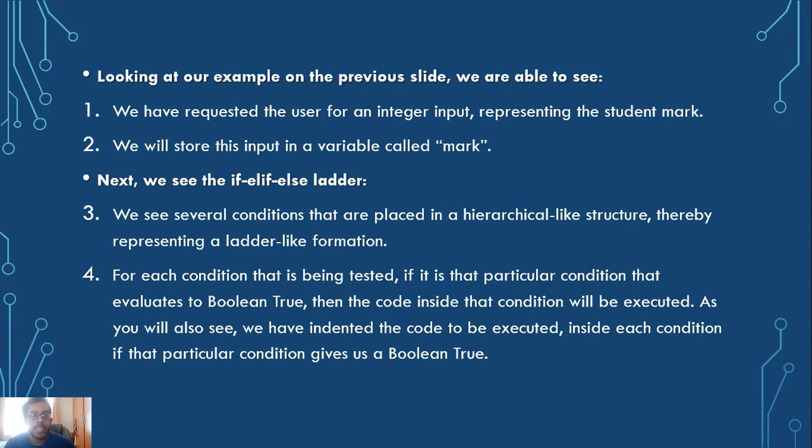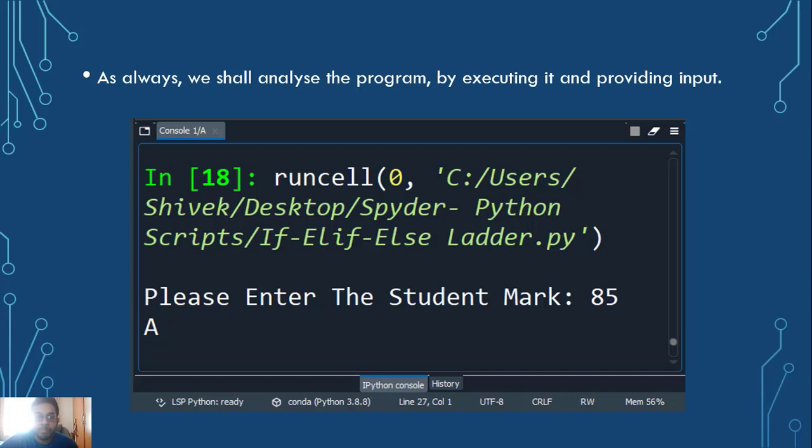Number three, we see several conditions that are placed in a hierarchical like structure, thereby representing a ladder like formation. Number four, for each condition that is being tested, if that particular condition evaluates to Boolean true, then the code inside that condition will be executed. As you will also see, we have indented the code to be executed inside each condition if that particular condition gives us a Boolean true.